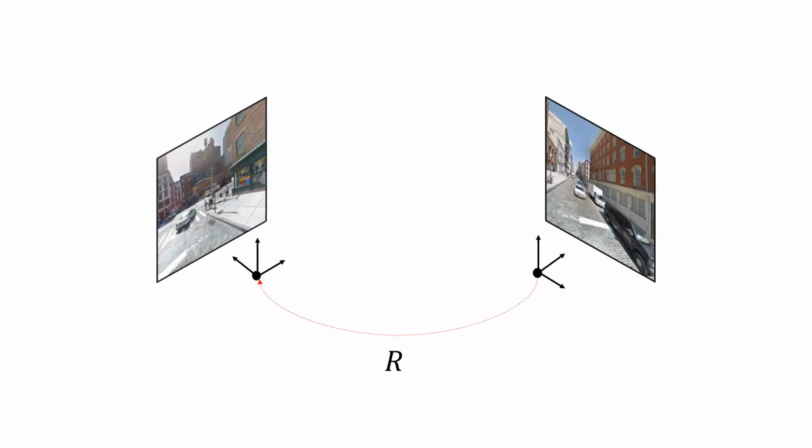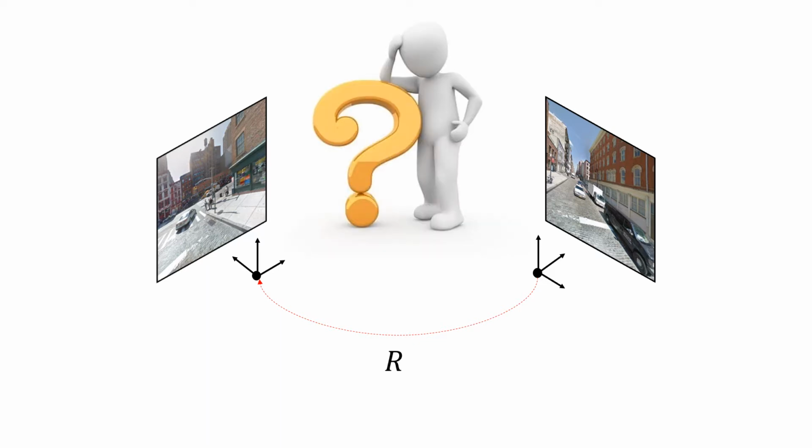In this work, we want to estimate relative rotations for image pairs that have no overlap. In fact, they could be facing in entirely different directions. For such pairs, there are no correspondences, and so traditional methods fail. How can we solve this problem?